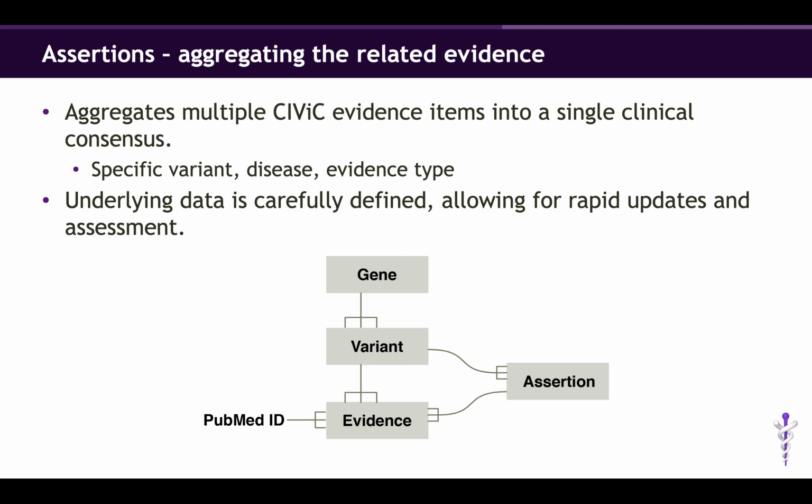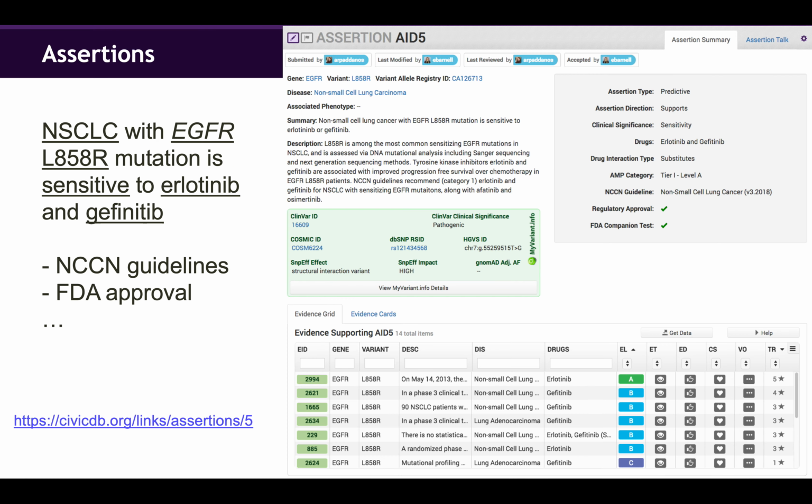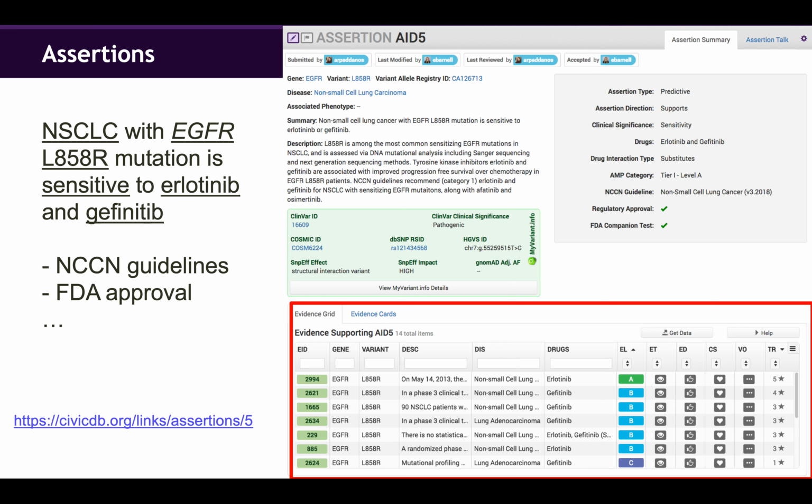Assertions aggregate data in a single clinical consensus. By aggregating these structured evidence items, the underlying data is carefully defined and transparent. When new data is published, this can be rapidly incorporated into the existing corpus of knowledge without reconstructing the evidence from each underlying paper. On the assertions page, you will find all the supporting evidence items, the content that I showed in the previous slides, in an evidence grid that can be quickly perused.